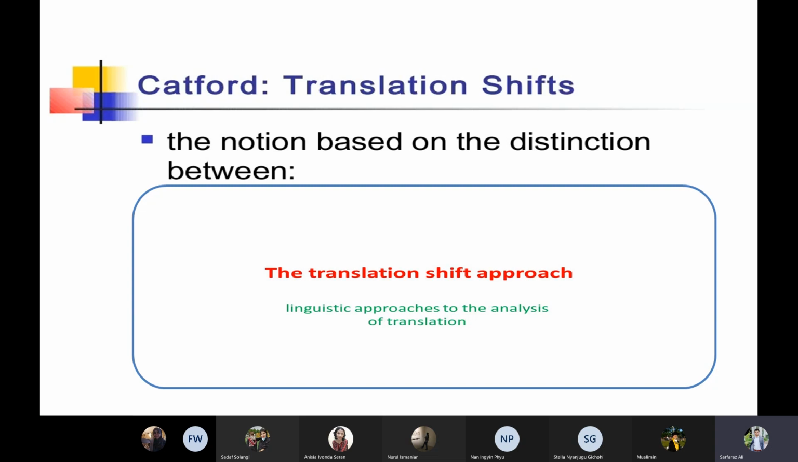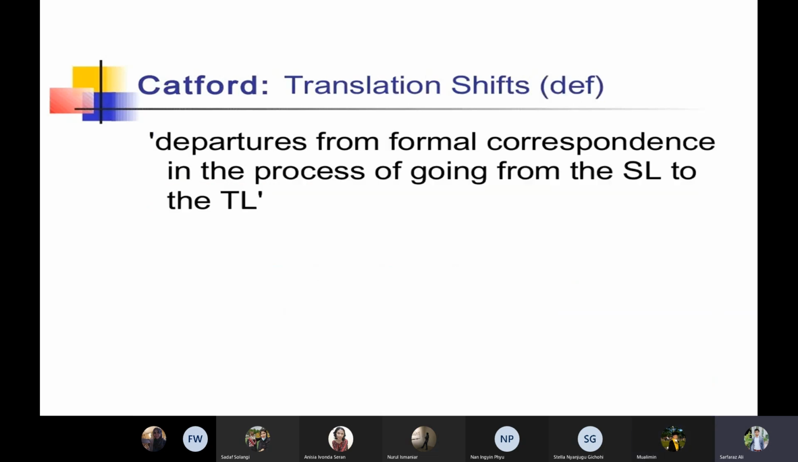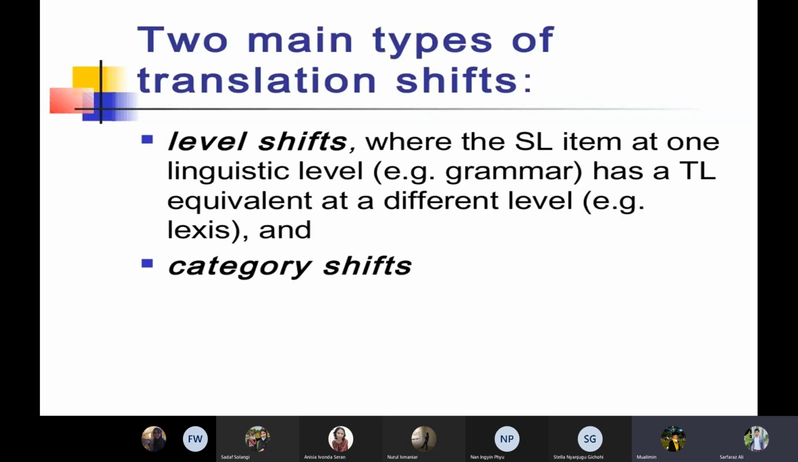Yes, according to Catford, the translation shifts were the notion-based distinction, and the translation shift approach was a linguistic approach to the analysis of translations. He defined the translation shifts as the departures from formal correspondence in the process of going from the source language text to the target language text. He presents two main types of translation shifts. Number one was the level shifts, and number two was the category shifts.